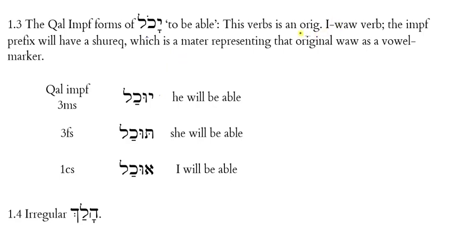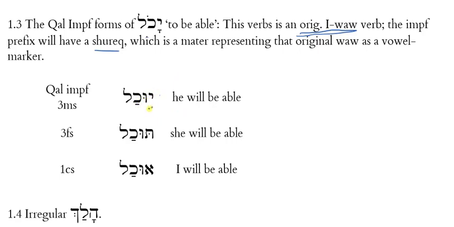The fact of the matter is that yachol is an original one-vav verb. And so the imperfect is going to not close the syllable, but that original vav will show up in the form of a vowel letter, a mater, a shurik. Okay? So take a look at the forms of the Cal imperfect. I've just given you 3 representative forms here. You could form them all now that you know the basic pattern here.